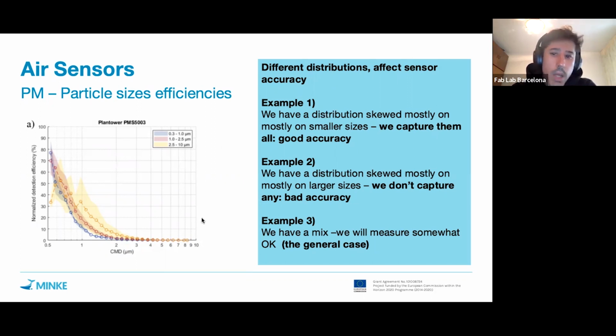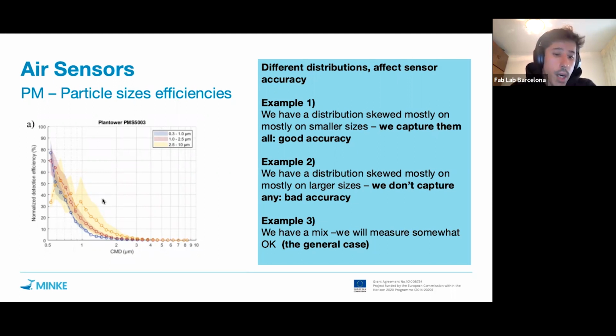So as a first example, imagine that we have a volume of air that has a distribution of particle sizes that are mostly on the left side. So it is heavily skewed to smaller sizes. Then since we have very good counting efficiency on that area, we will have very good accuracy. However, if we have a distribution that is mostly skewed on the right side, we will have very low efficiency on that end, and we will be missing basically all of the particles.